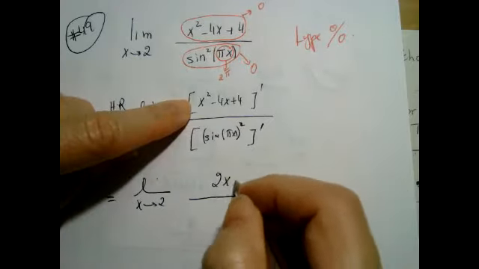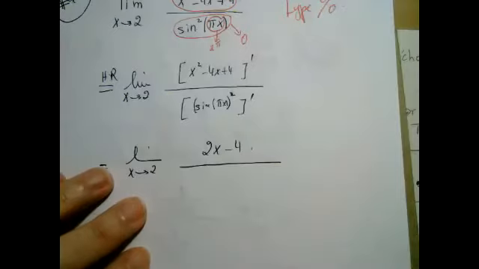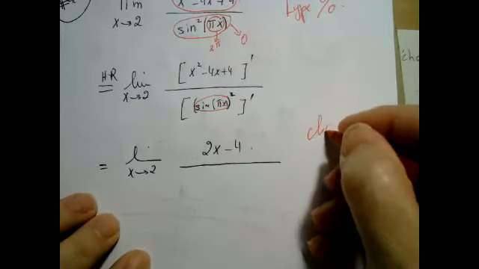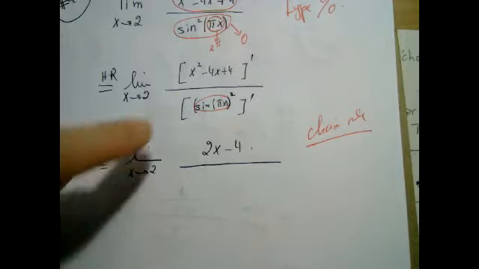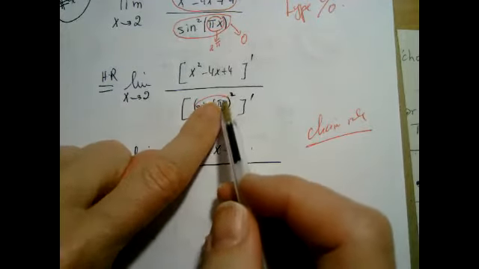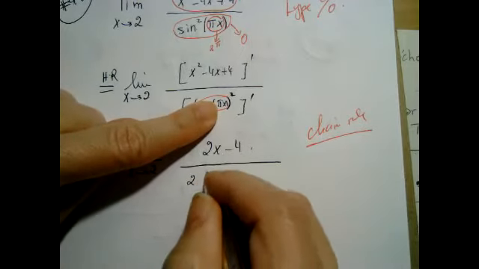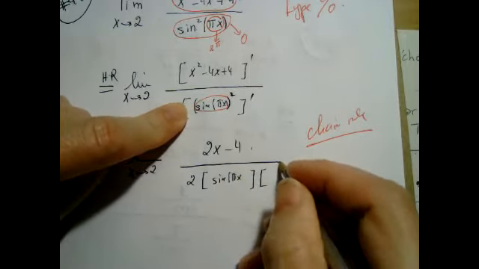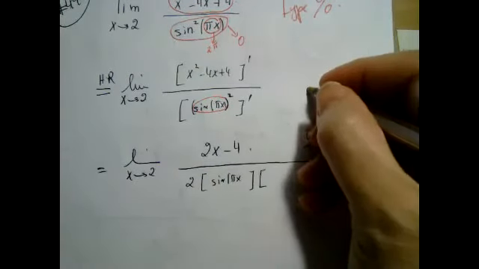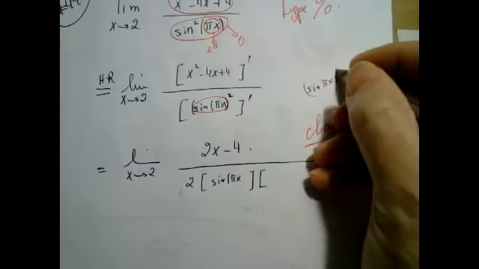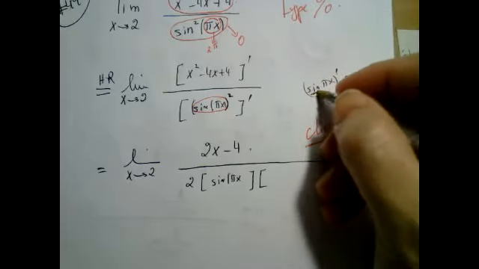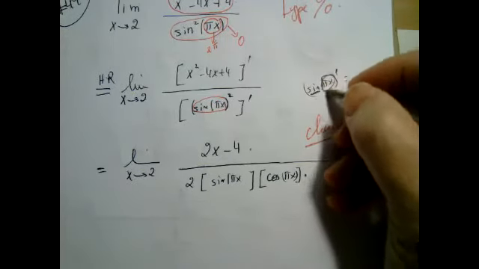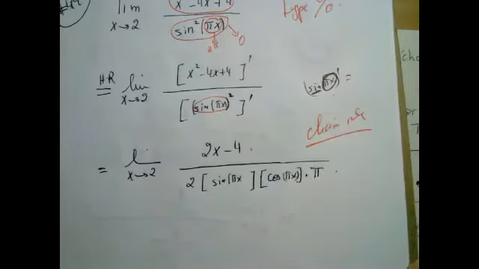Numerator is 2x minus 4. There is nothing hard about it. Denominator. So that's the sine of something squared. That's the chain rule. So I need the chain rule. So it's going to be the derivative of the outside, which is u squared. It's 2 times sine pi x times the derivative of the inside. So the derivative of the inside, the derivative of sine of pi x, it's the derivative of the outside, which is cosine pi x, times the derivative of the inside, which is pi. Okay, so I get that.